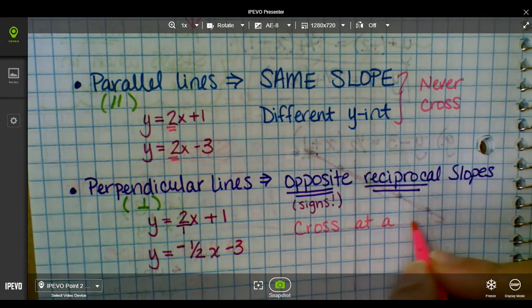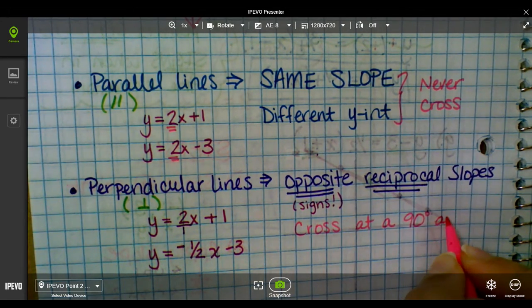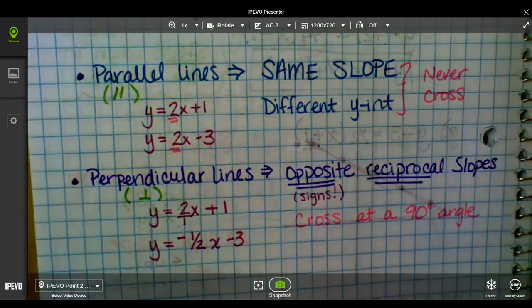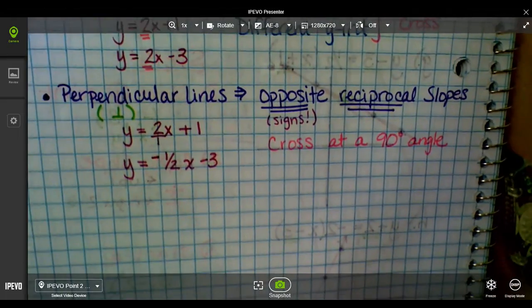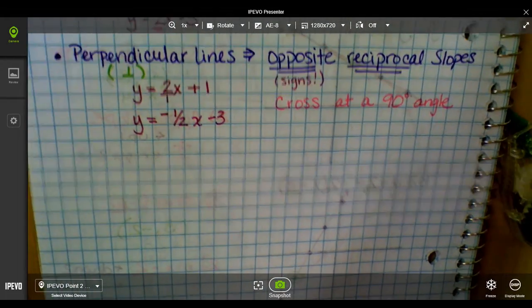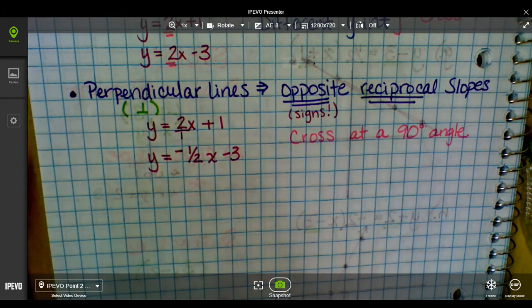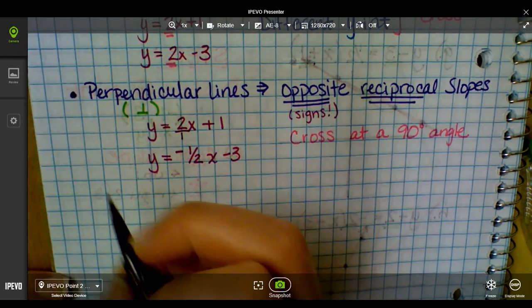And then for these ones, they cross at a 90-degree angle, because that is what perpendicular means. So perpendicular lines cross at a 90-degree angle. They have opposite reciprocal slopes. Okay, so let's just practice these really fast.